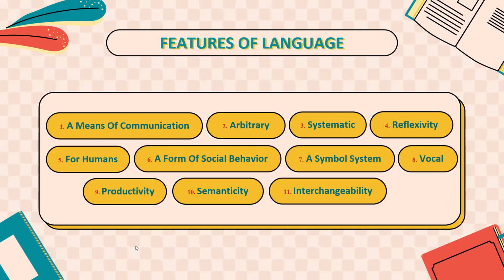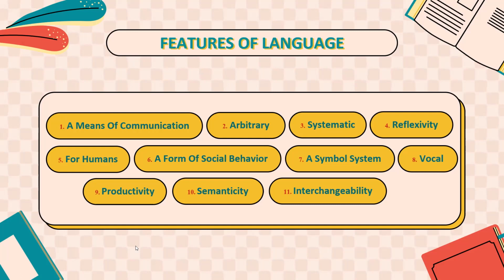We have some features of language. We will be taking 11: a means of communication, arbitrary, systematic, reflexivity for humans, a form of social behavior, a symbol system, vocal, productivity, semanticity, and interchangeability. These are the 7 elements or features that we'll be focusing on in these slides. There are more features, but right now we'll be only talking about these ones, right? So we'll be taking them one by one, and we will try to explain them explicitly.